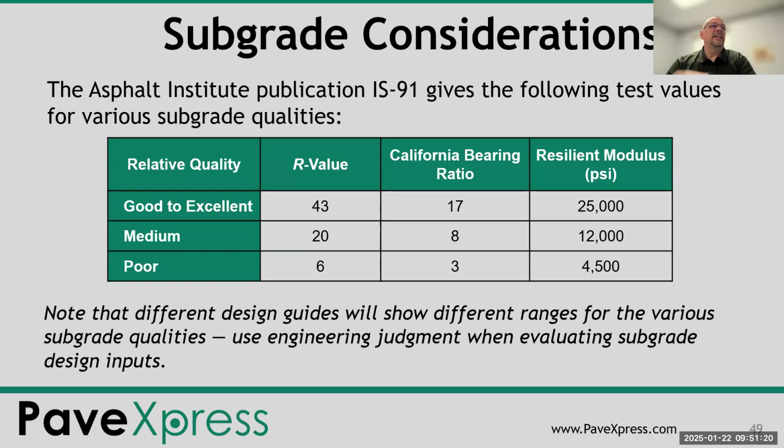And subgrade considerations, the Asphalt Institute publication IS 91 gives the following test values for various subgrade qualities. Basically you can see as the R value goes down and the California bearing ratio goes down, the corresponding resilient modulus is going down as well. So like Ingrid said, if you can test the resilient modulus directly, that's the best way to know for sure what that resilient modulus is.